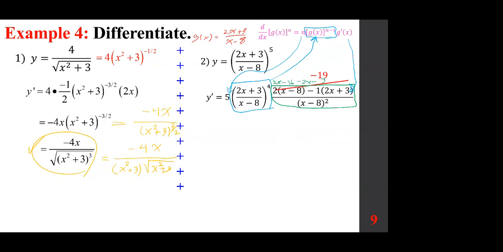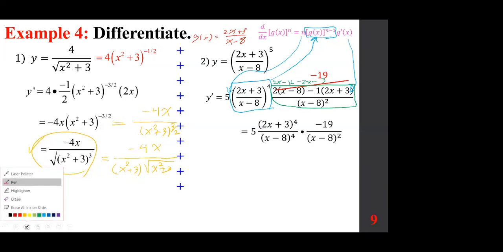Let's rewrite the whole thing. The only change I'm making, and there's a reason for that, for this one, I'm going to write it the top to the power of 4 and the bottom to the power of 4. I'm going to tell you why I do that in case you can't go from here to the last step in one shot.